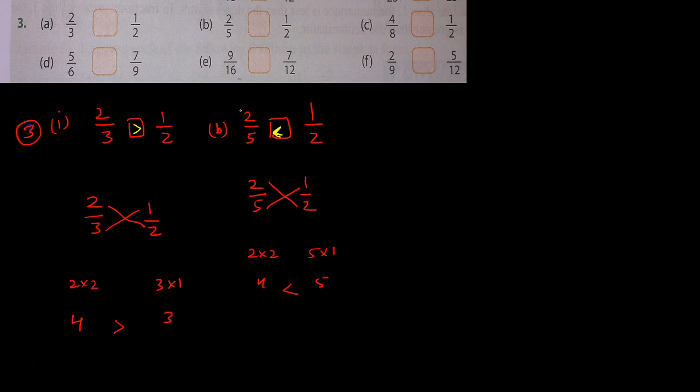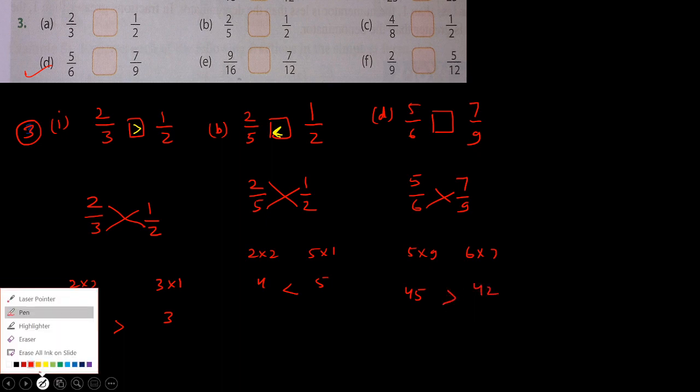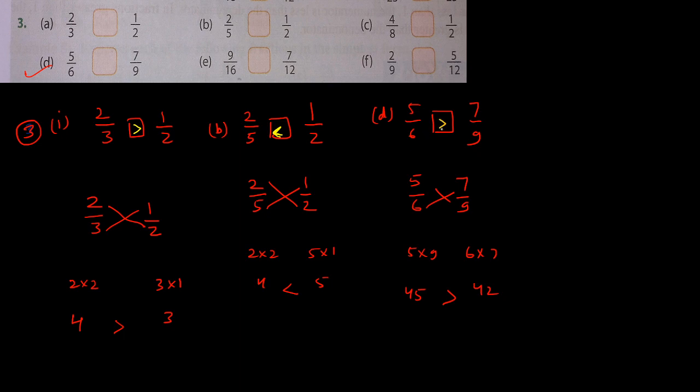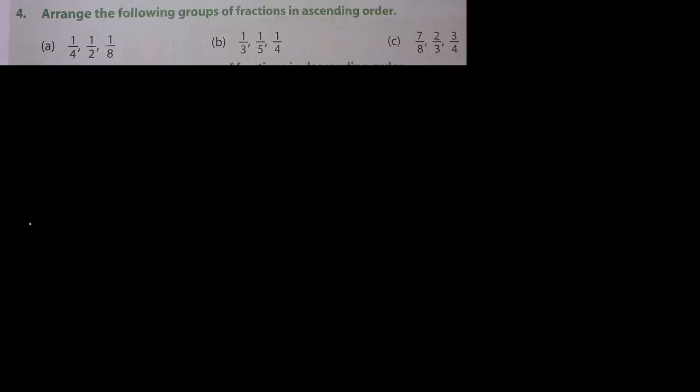Okay, let me tell you the D part now. 5 upon 6, 7 upon 9. So write 5 upon 6, 7 upon 9 and do cross multiply. 9 5s are 45, 6 7s are 42. Which is greater? 45 is greater. So we will say that 5 upon 6 is greater. In the same way, you will do all the rest of the parts of this question. Okay. Now let us do question number 4.